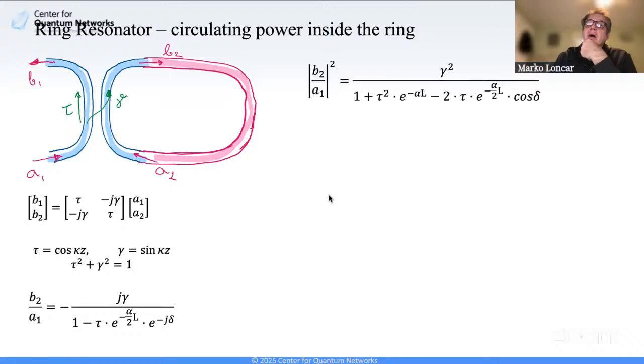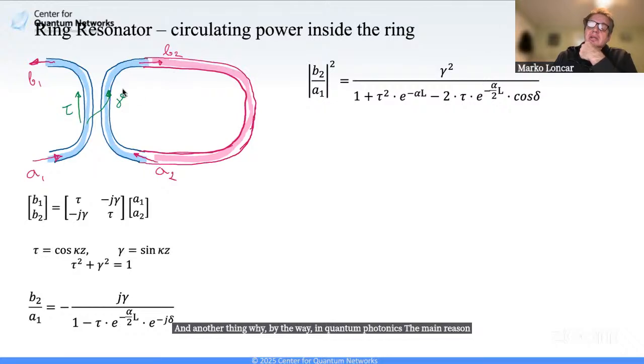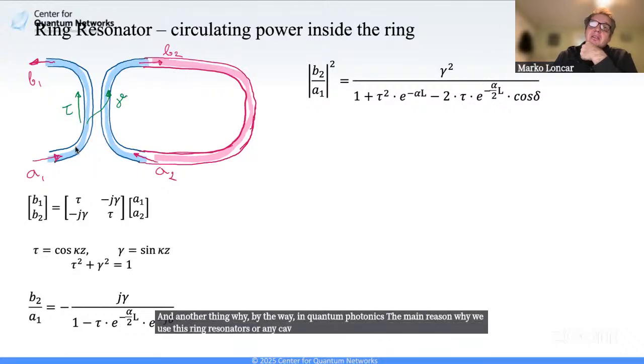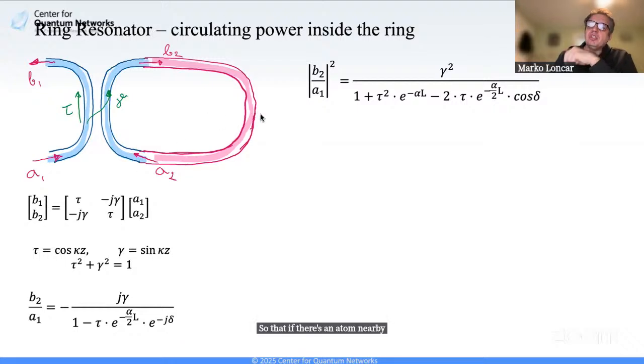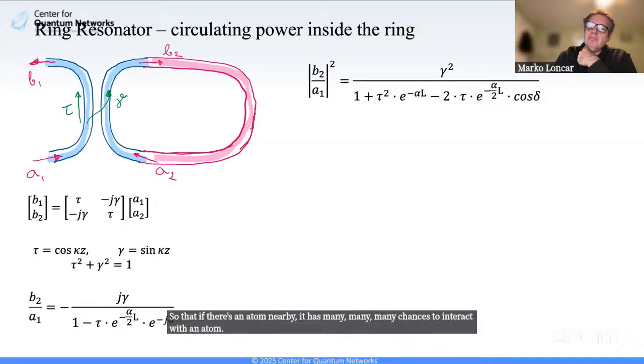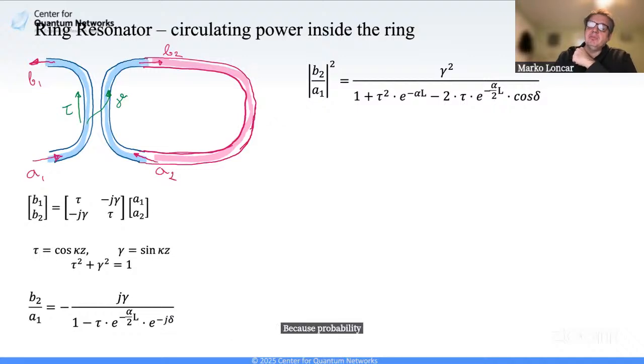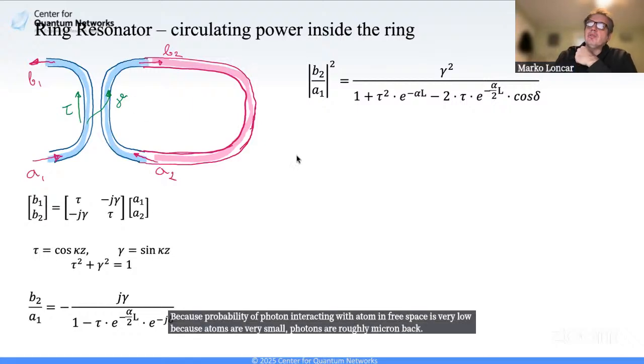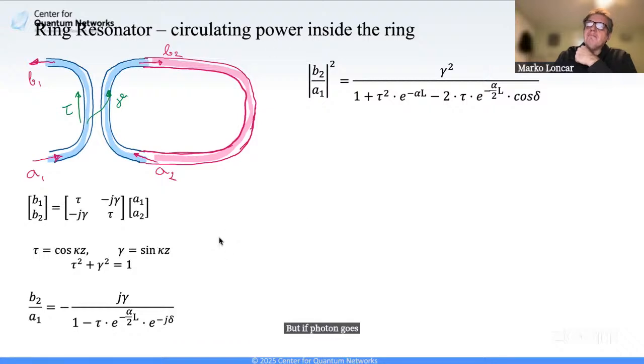Another thing, by the way, in quantum photonics: the main reason why we use these ring resonators or any cavities for that matter is so that a single photon can circulate many times inside the resonator, so that if there's an atom nearby, it has many chances to interact with it. The probability of a photon interacting with an atom in free space is very low because atoms are very small and photons are roughly microns big. But if the photon goes around many times, let's say thousands of times, determined by the finesse of the resonator, then this probability goes up.